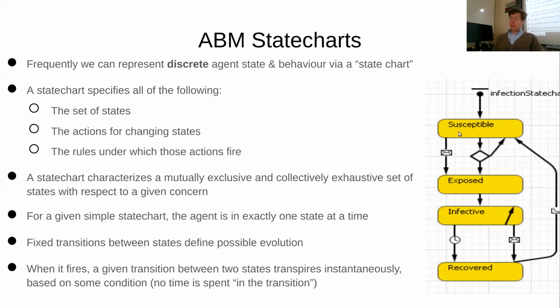Thirdly, so again, a state chart characterizes states with respect to a concern, the actions that can change those states, and the rules governing those actions. And what you see here are indications with these icons of the types of rules that apply.